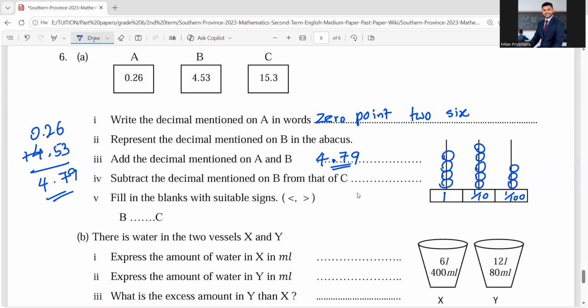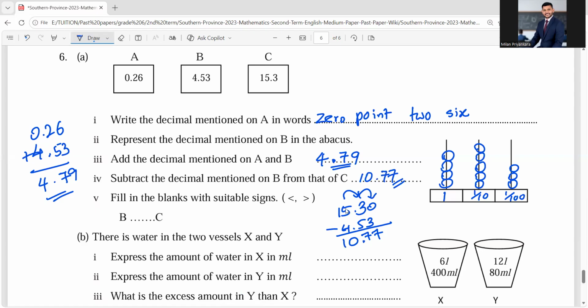Subtract the decimal mentioned in B from that of C. You have to subtract B from C. 15.3 minus 4.53. 0 minus 3 is not possible, so you take 1 from it. 10 minus 3 is equal to 7. Now you take 1 from here. 12 minus 5 is 7. Now this is 4. 4 minus 4 is 0. 1 minus 0 is 1.